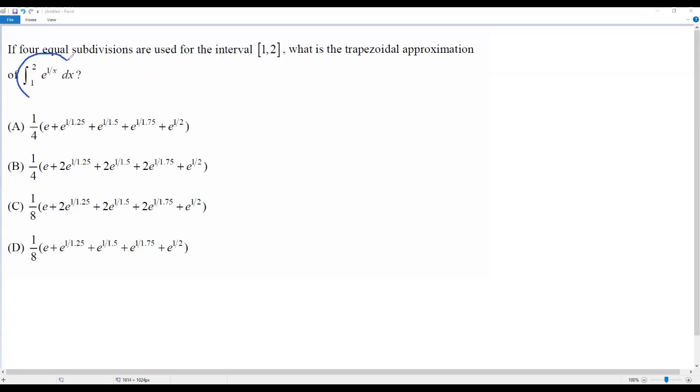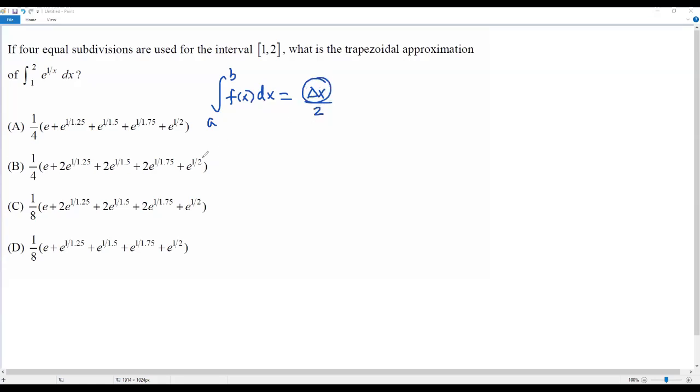Okay, to approximate the value of this integration, according to the question we have to use trapezoidal approximation. There is a formula to get the value of an integral using trapezoidal approximation. Let me write it. Integral a to b of f of x dx equals delta x. Actually, this delta x represents the height of each trapezoid. It has to be divided by 2.